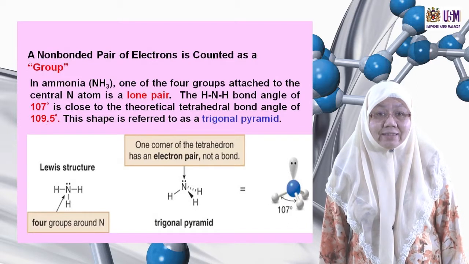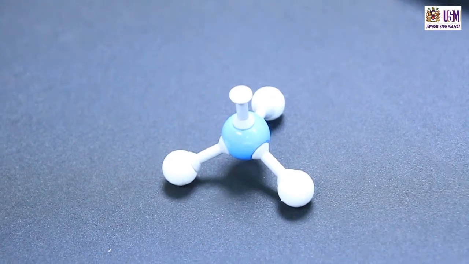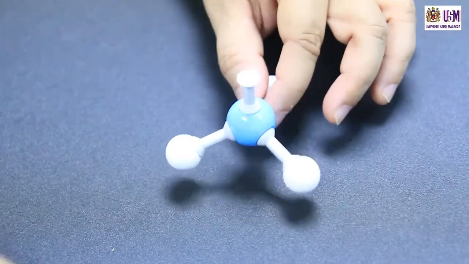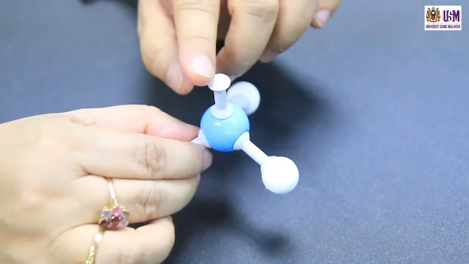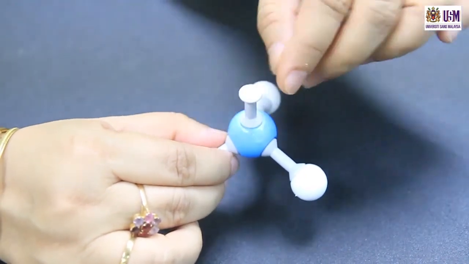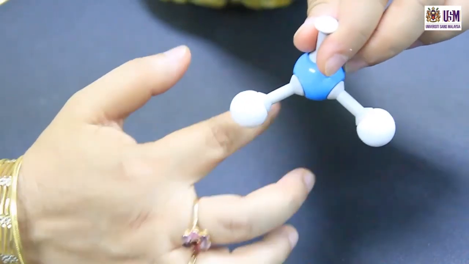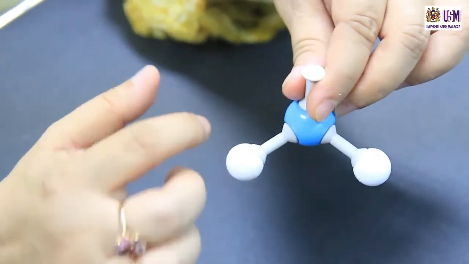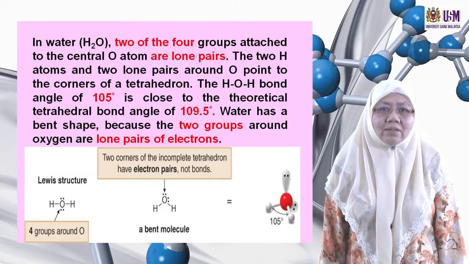Three are nitrogen-hydrogen bonds and the other is a lone pair, as we can see in the following video. Okay, this is the molecule of ammonia. Ammonia actually has three bonds with hydrogen atoms and the other group is just a lone pair. It does not have an atom attached to it. So, as we can see now, it is a trigonal pyramid.